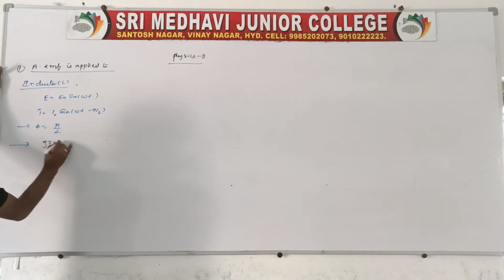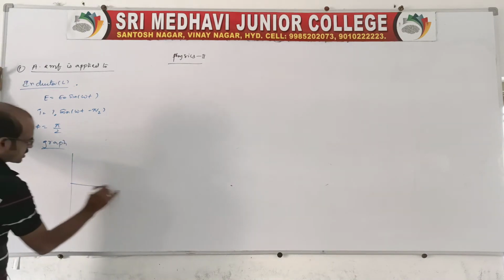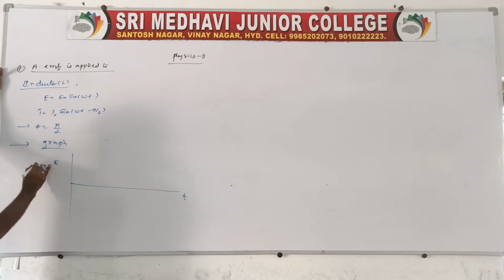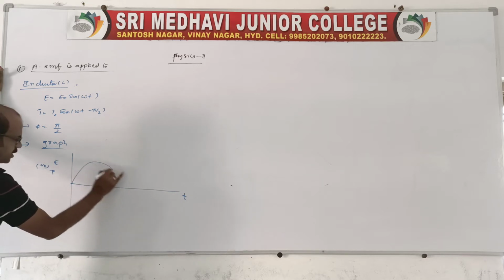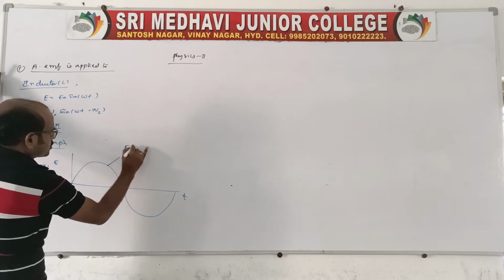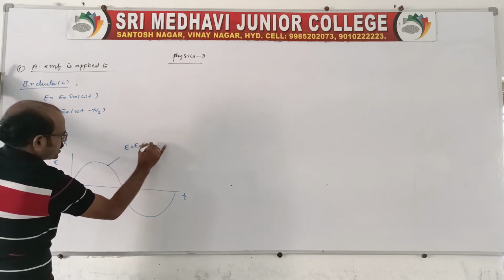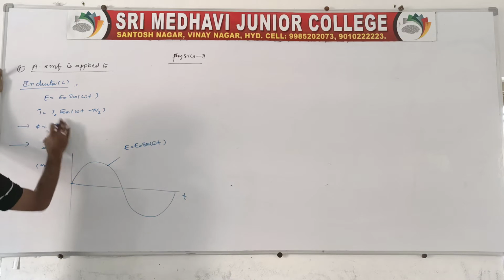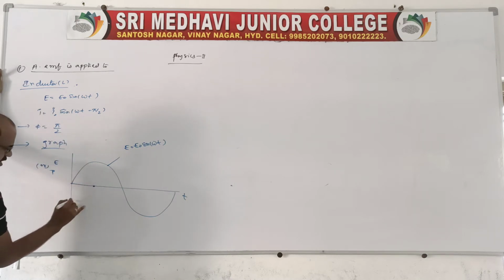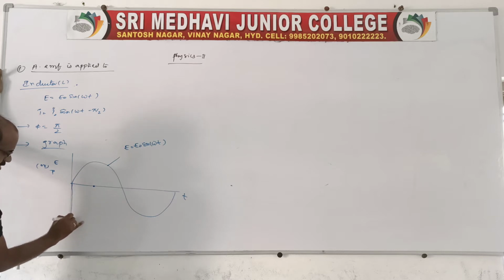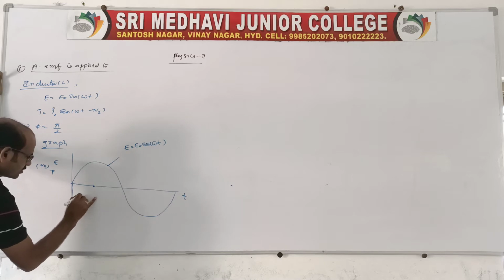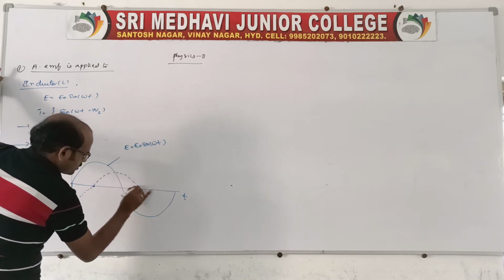Now we need to draw a graph. For that graph, time is taken here, and E or I is taken like this. E has no change, because it is represented as E equals E naught sin omega t. But I is I naught sin(omega t minus pi by 2), so it starts somewhere in the negative y axis, negative I. So you draw it like this. It may be represented like this.